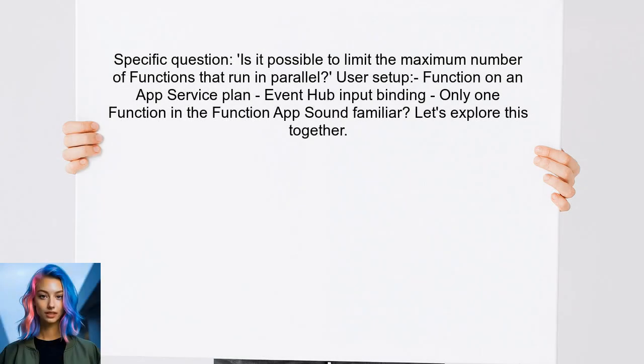Let's look at the specific question at hand. One user asked, is it possible to limit the maximum number of functions that run in parallel? They mentioned using a function on an app service plan with an event hub input binding and only having a single function within their function app. Sound familiar? Let's explore this together.